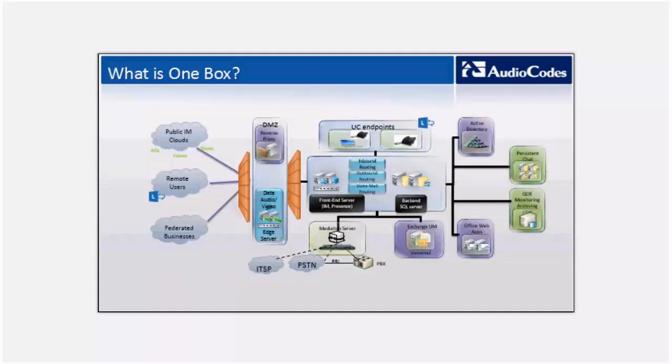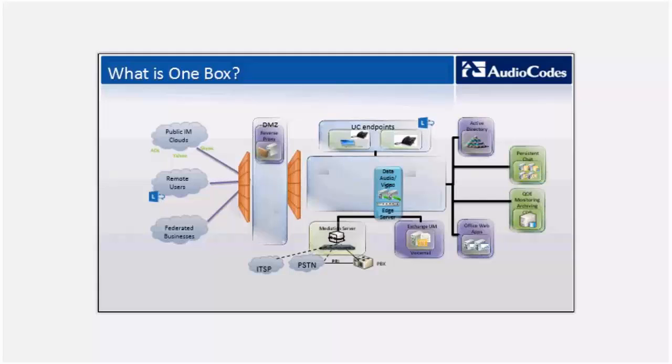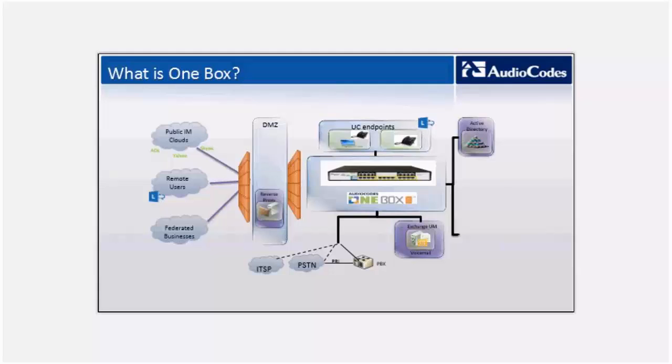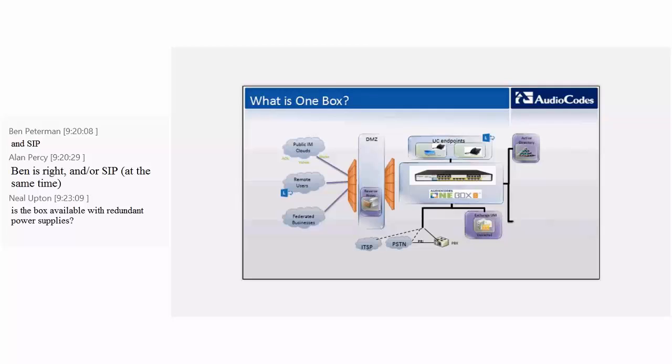I hope this animation will work, but I tried to simplify what we have done here. At a very high level, a Link deployment has the edge, the proxy, the reverse proxy, the front end, back end, SQL server, and all the mediation gateways, all those components. What we have done is squeeze all of them into a single appliance, including the SBC or the gateway, and customers like it very much.